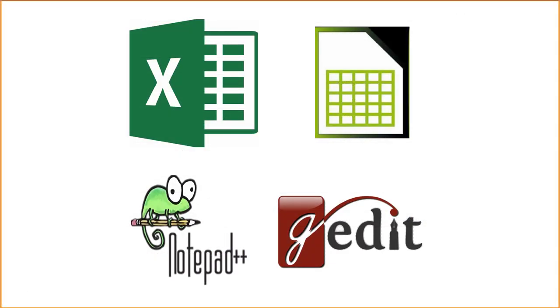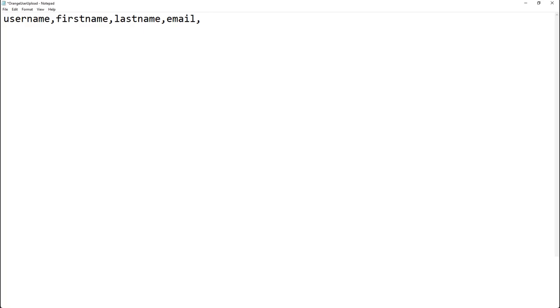First, we need to prepare our file offline. We can either use a text editor such as Notepad or Gedit, or use a spreadsheet program such as Excel or LibreOffice Calc. If you can use a simple text editor, it's better because sometimes saving in Excel can cause problems. On the first line, we add the fields we must have and the fields we want to have. We must have username, first name, last name, email.